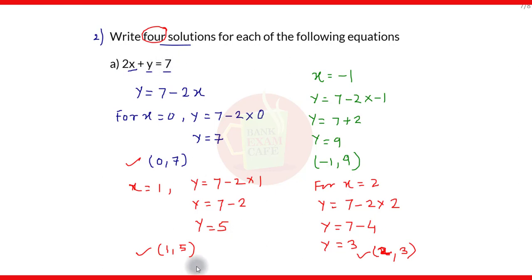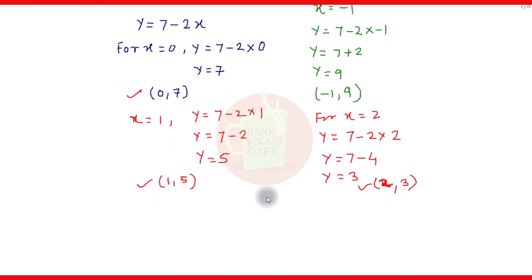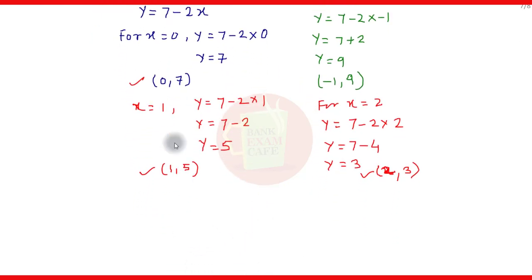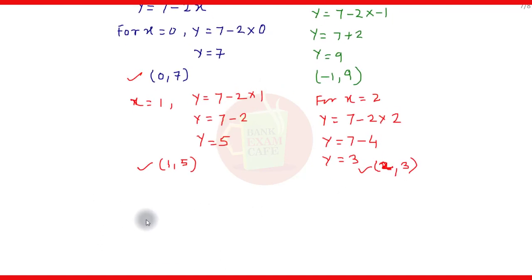So at the end you have to write the answer, that the required set of solutions are (0, 7), (1, 5), (minus 1, 9) and (2, 3). Now we will see the next question.